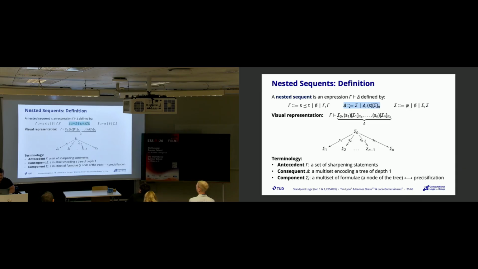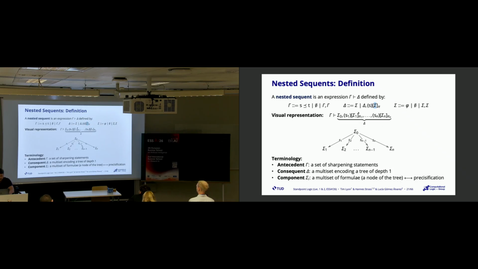And delta is defined to either be a multi-set of standpoint formulae, or, given an object of type delta, we can add as a suffix to it a nesting, which is labeled with a particular standpoint symbol and has inside of it a multi-set of standpoint formulae. This expression is a little bit complicated, but really what it's encoding, as shown in the middle of the slide, is a tree of at most depth 1.